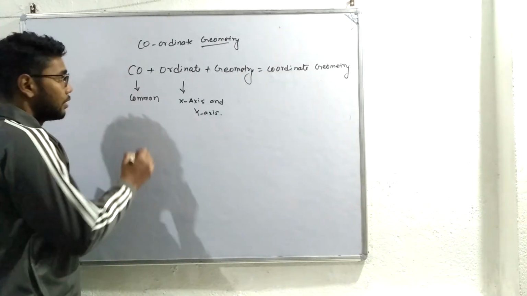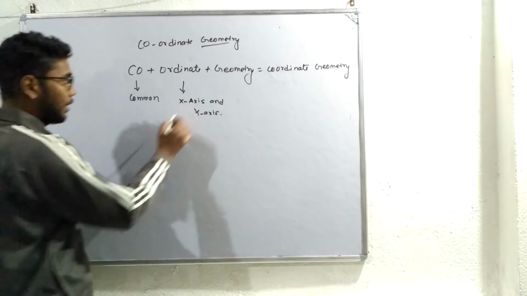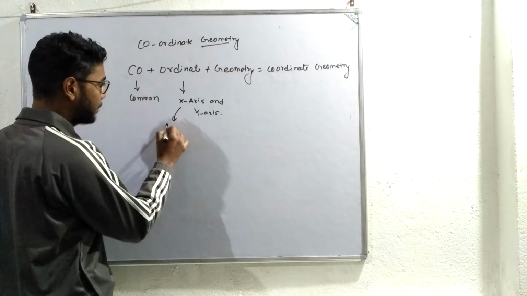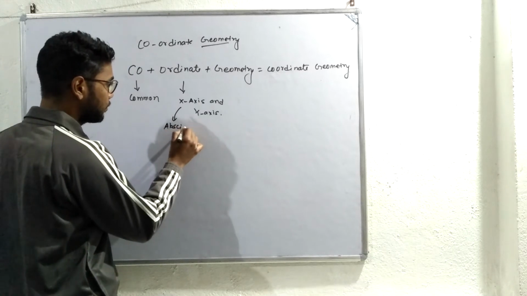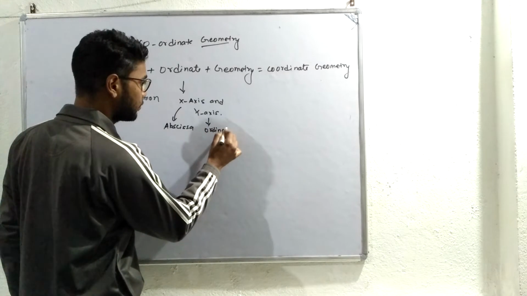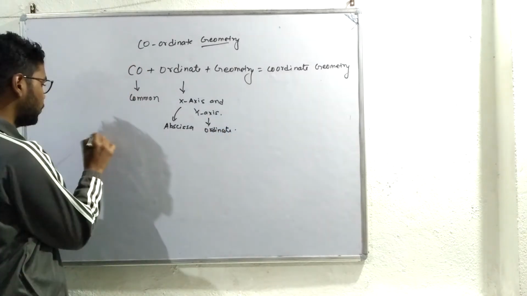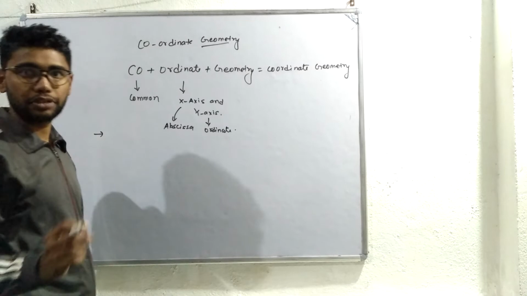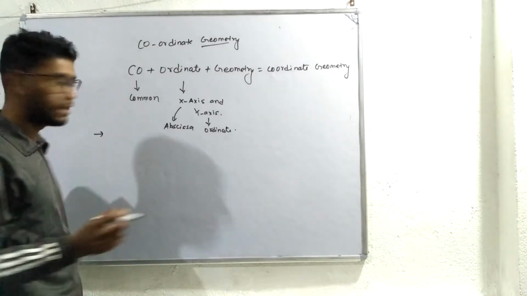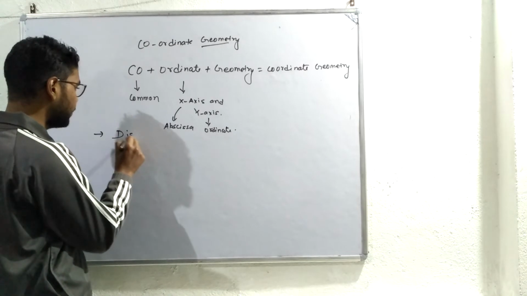So we also know that x-axis means abscissa, y-axis means ordinate. Now we are discussing some special formulas which are used in class 10 mathematics in coordinate geometry. One is the distance formula.